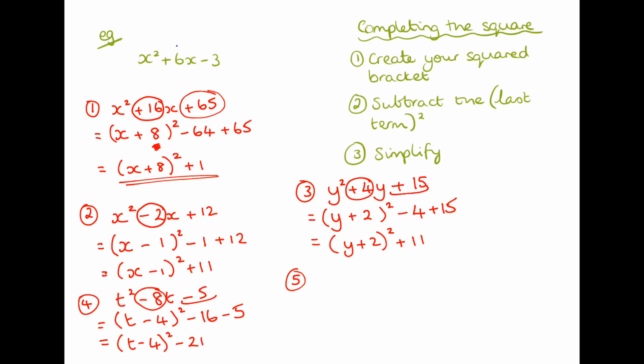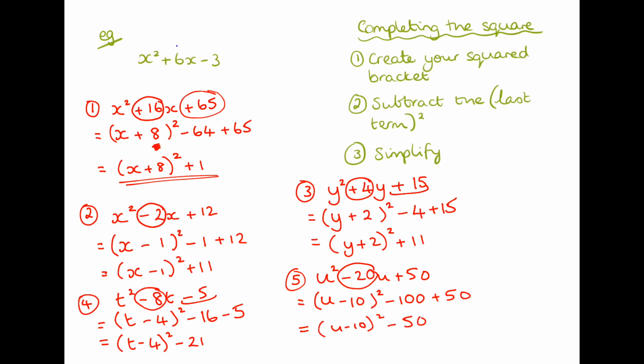Last example for completing the square, we'll use u this time. u squared minus 20u plus 50. So, create your squared bracket, put the letter at the beginning of it, put half of that in the bracket. Whatever number you just wrote down, you subtract that number squared, and then you've still got what you had on the end. So altogether, we've got u minus 10 squared, and minus 100 plus 50 is minus 50.